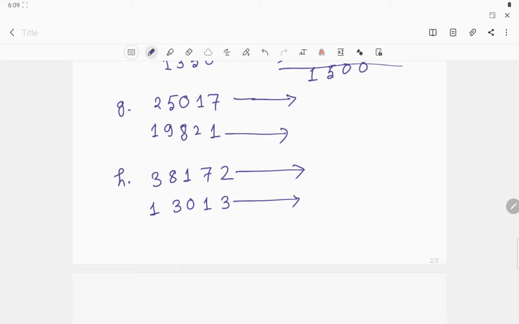Now the question number G, it is a 5-digit number, but here it is asked to find the estimated difference nearest to 100, right? So you have to check the tens place. Tens place is 1, that is less than 5, so it will be rounded to 25,000, right? And in the tens place it is 2, that is less than 5, so it can be rounded to 19,800, right? If you subtract them, you will get 5,200, right?